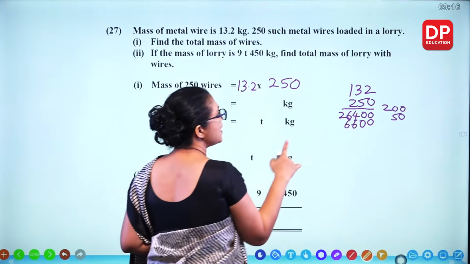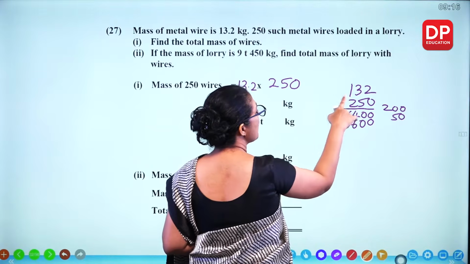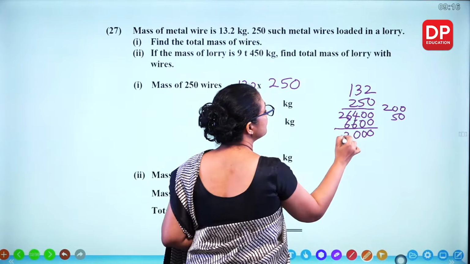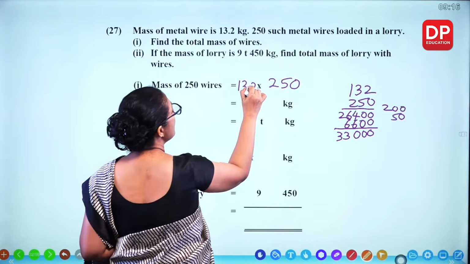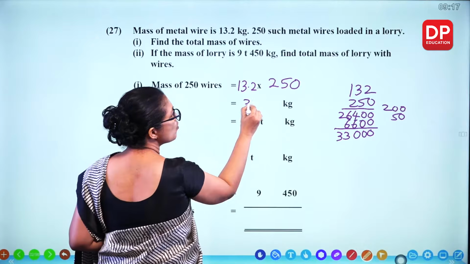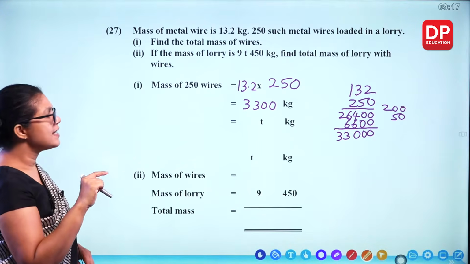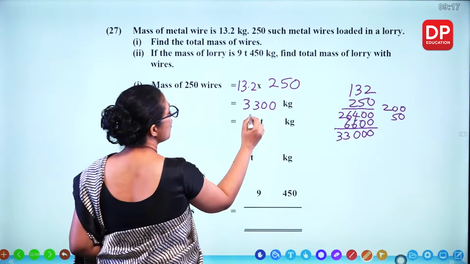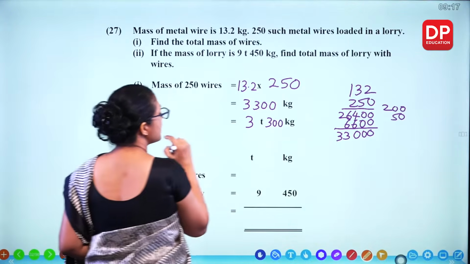5 times 2, 10, 1 remaining. 5 times 3, 15 plus 1, 16, 1 remaining. 5 times 1, 5 plus 1, 6. So you get this value. But 1 place you have to keep. So when you keep 1 place, that's 3,300 kilos. How do you find tons? You have to divide this by 1,000. When you divide this by 1,000, you get 3 tons and 300 kilos.